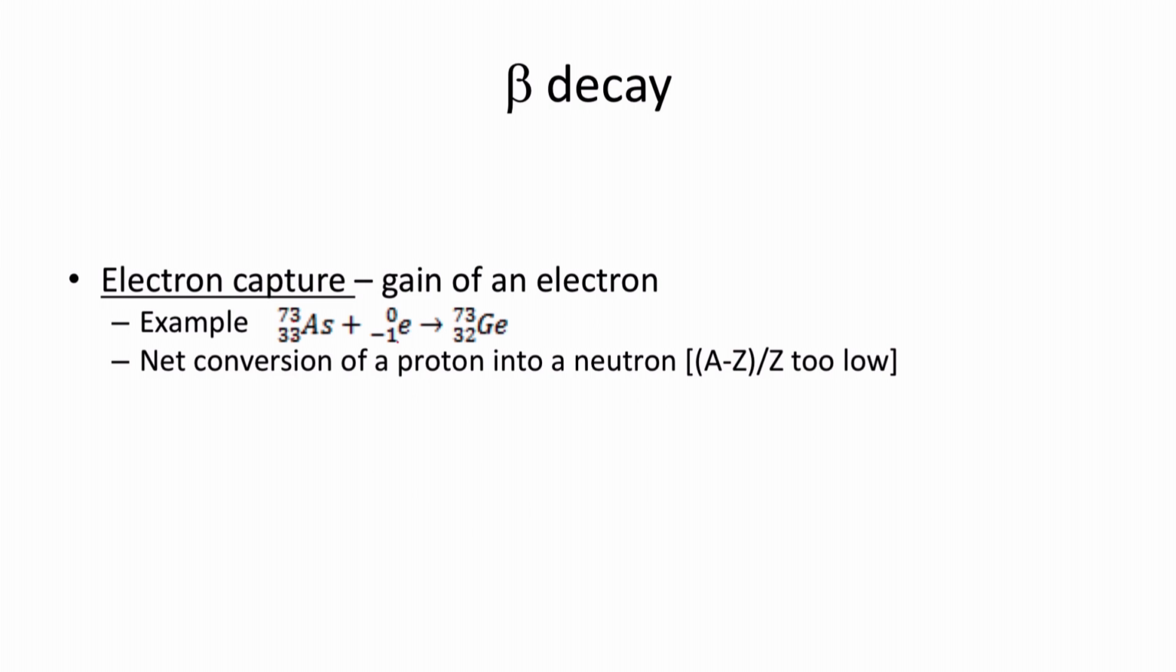So this would be done if I had the opposite problem of what I had before, right? Before I had too many neutrons, I needed to convert some of them to protons. Now I have too many protons, so I want to convert them into neutrons.